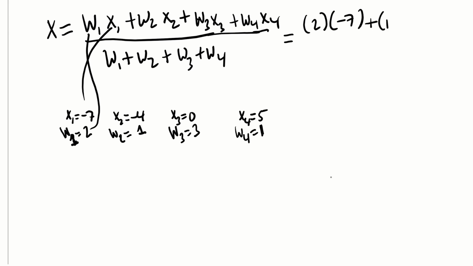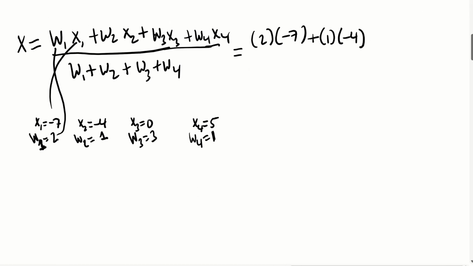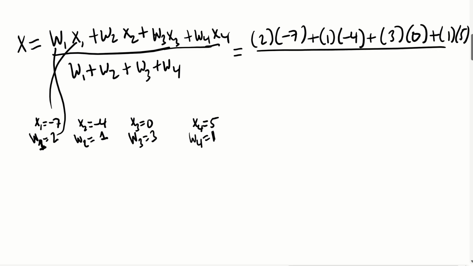W2 is 1. X2 is negative 4. W3 is 3. X3 is 0. W4 is 1. And X4 is 5. Over W1 plus W2 plus W3 plus W4. Again, we're plugging those in, right? That's how I'm getting those values.